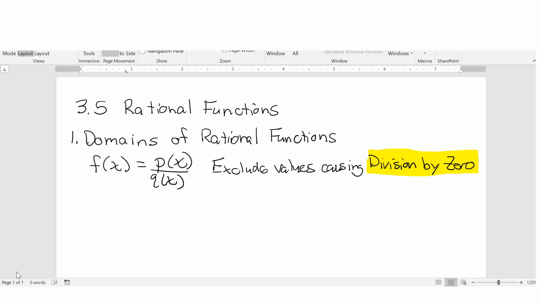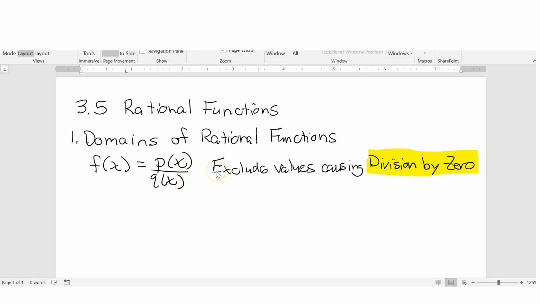very similar to what we looked at in section 2.6 when we looked at the domains of functions. By definition, you'll see in your textbook and on the Graphing Rational Functions handout, your rational function f of x is really a fraction or ratio of two individual functions. P of x will be the function in the numerator, q of x will be the function in the denominator. So we're going to have an expression with a denominator.